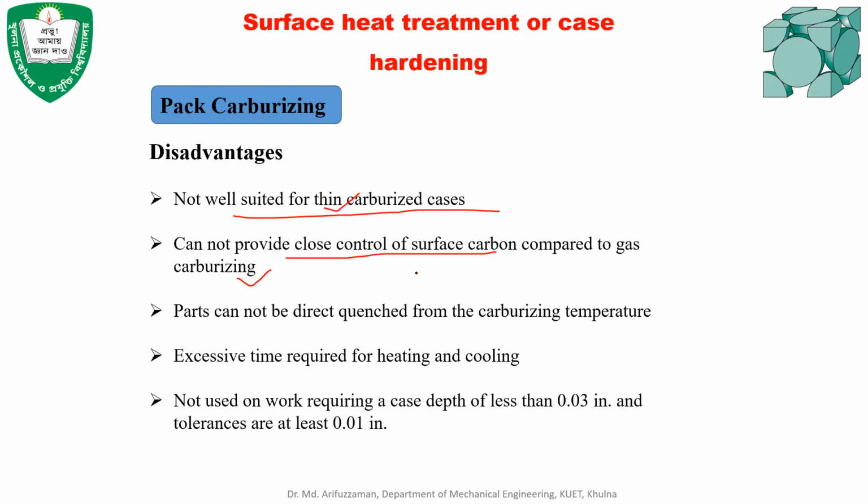The close control of the surface carbon. That means how much carbon you want to have in the surface of the steel. You cannot actually control that because there will be a huge amount of carbon present on the surface. Controlling is very difficult, and the part cannot be directly quenched from the carburizing temperature.